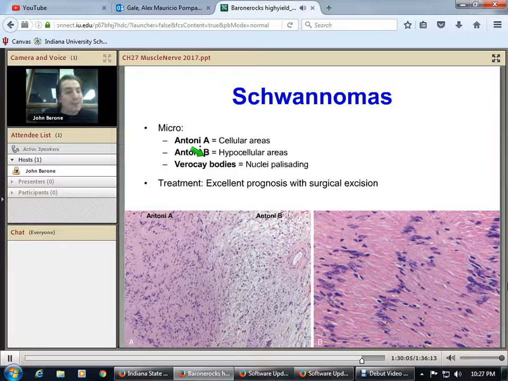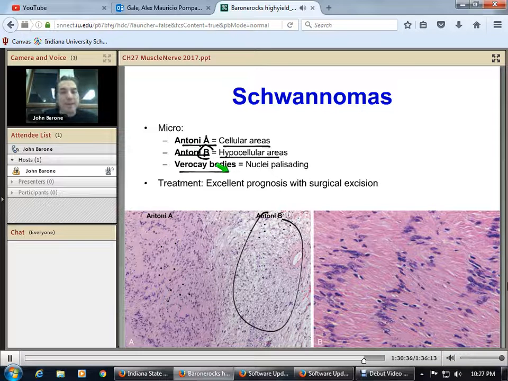All right, good Italian boy, schwannoma. Why do I call it a good Italian boy? Because Antoni A, Antoni B, and Verocay bodies. Now, Antoni A are the areas of the tumor that are very cellular. See all the purple dots? Very cellular. Antoni B are the areas that don't have many cells. See a lot of white space in here? These are the hypocellular areas because they're kind of barren. So the hypercellular is Antoni A, and the barren areas that are kind of whitish are Antoni B.